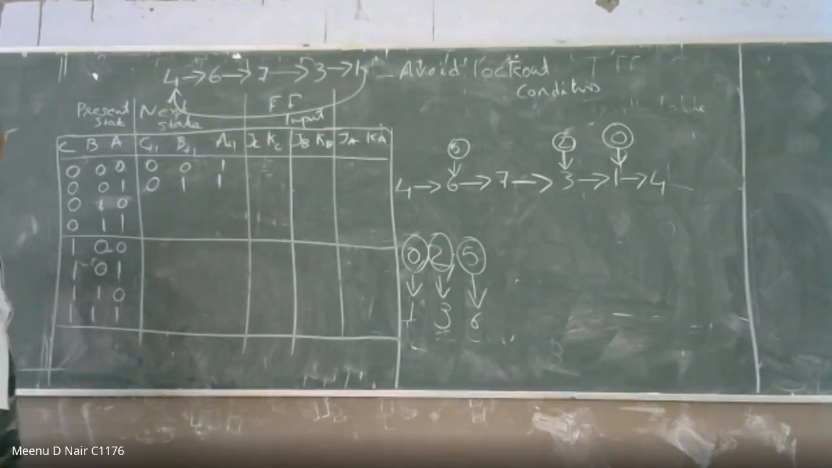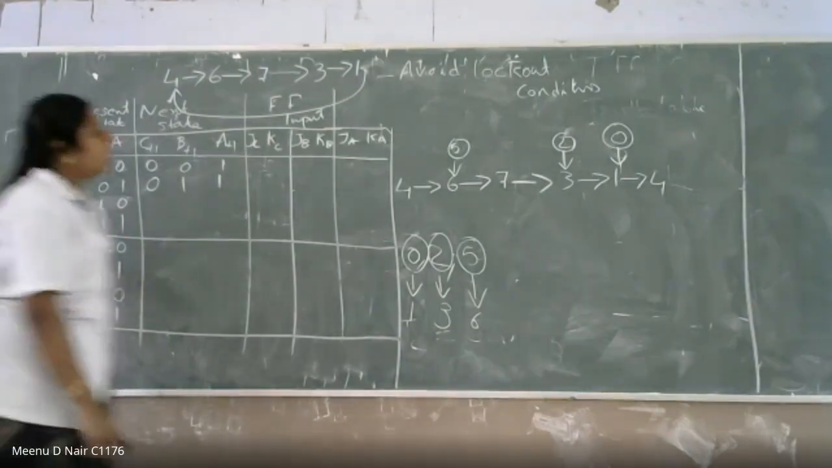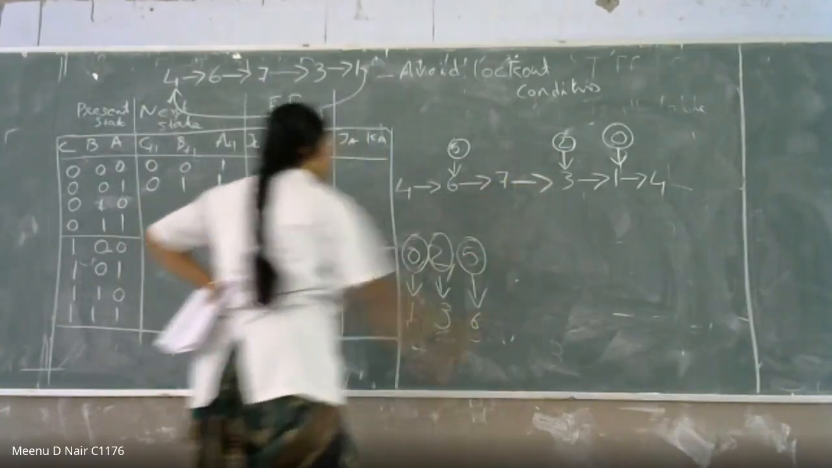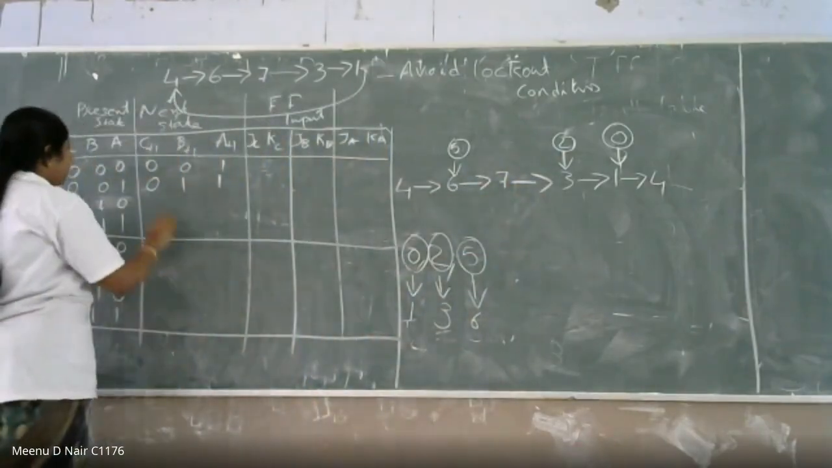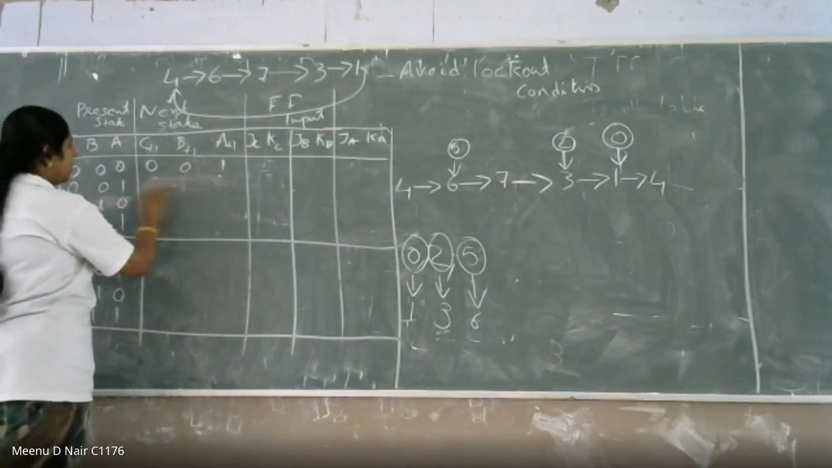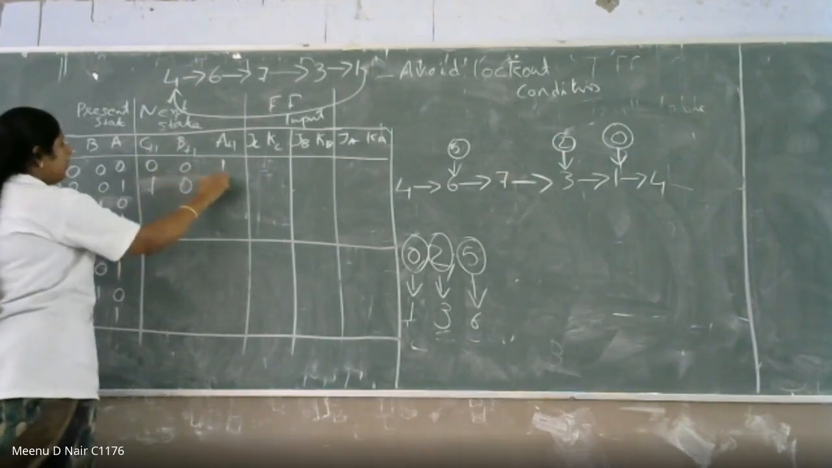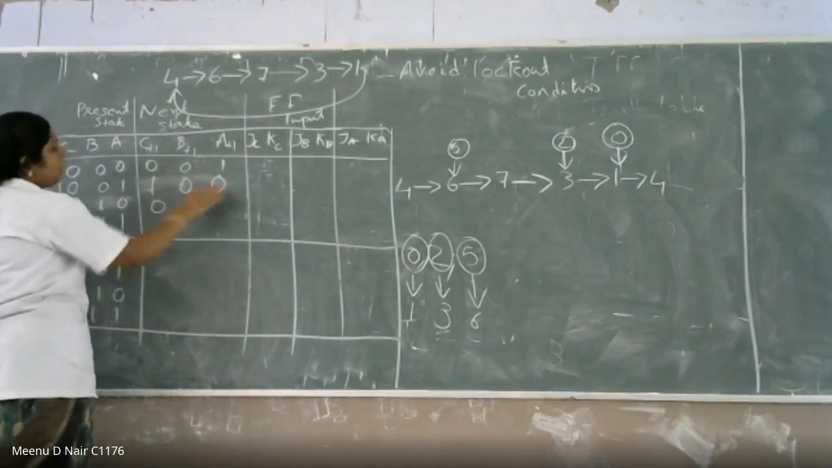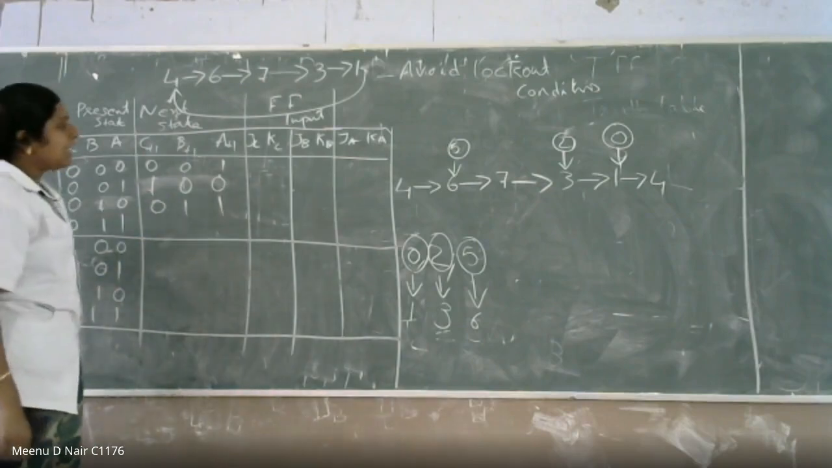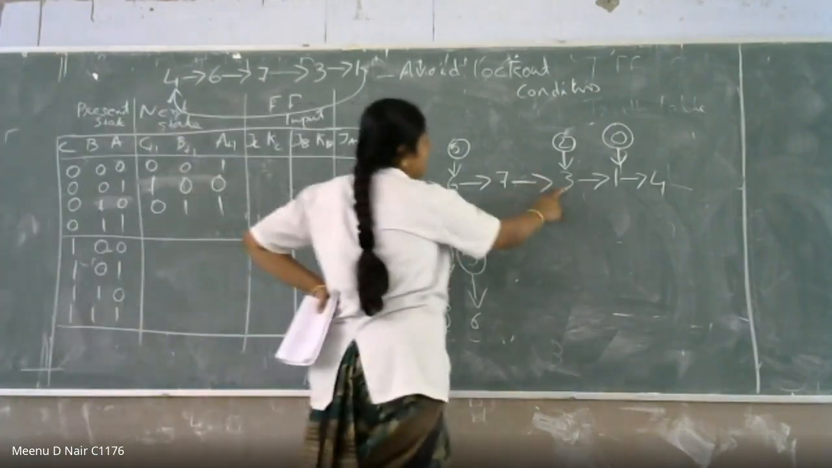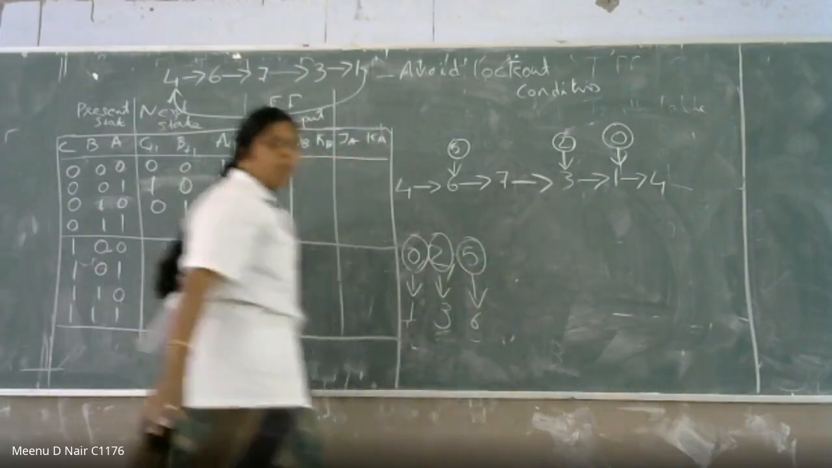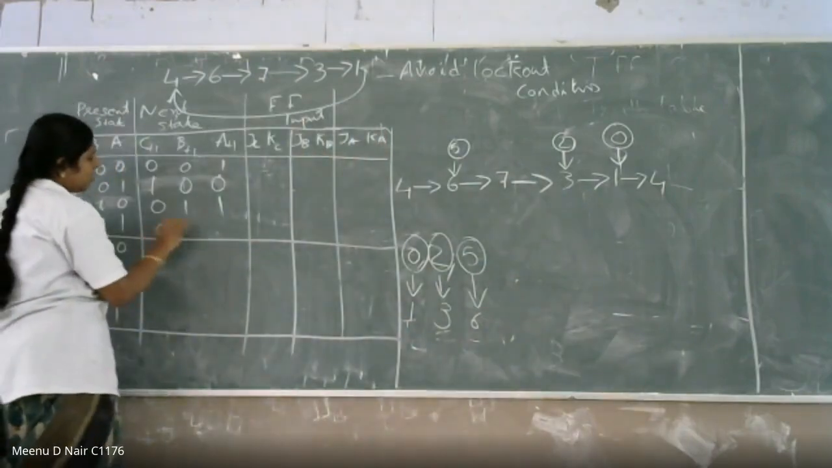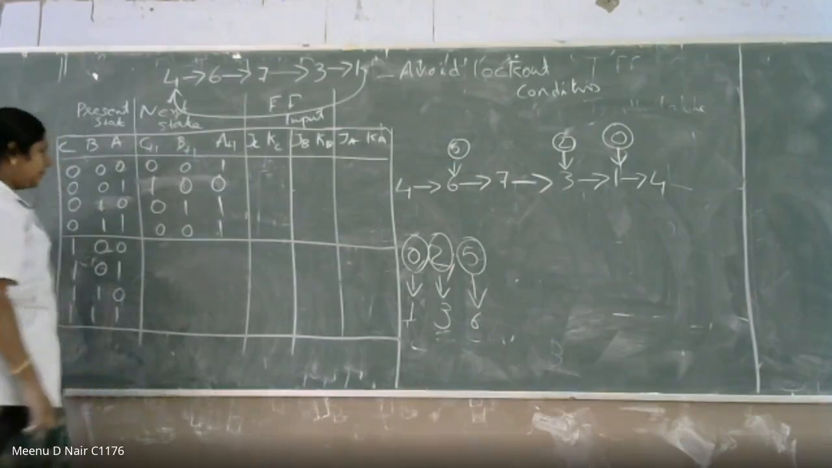Then what is the next state of 2? Next state of 2 is 3. So what are you going to write? So this is not 4, this is 1, 0, 0 is 4. 0, 1, 1 is 3. Then what is the next state of 3? Next state of 3 is 1. So again you are writing 0, 0, 1.